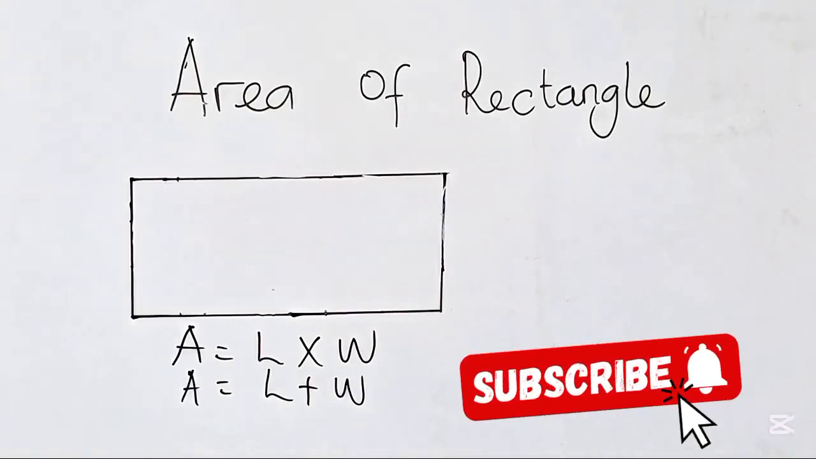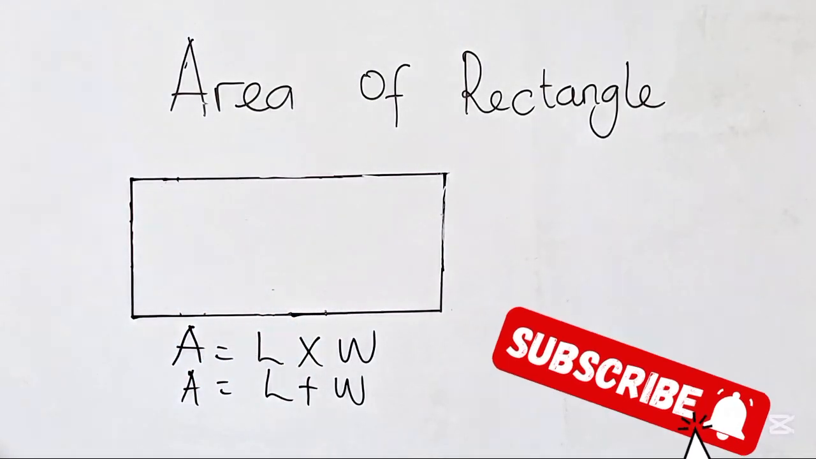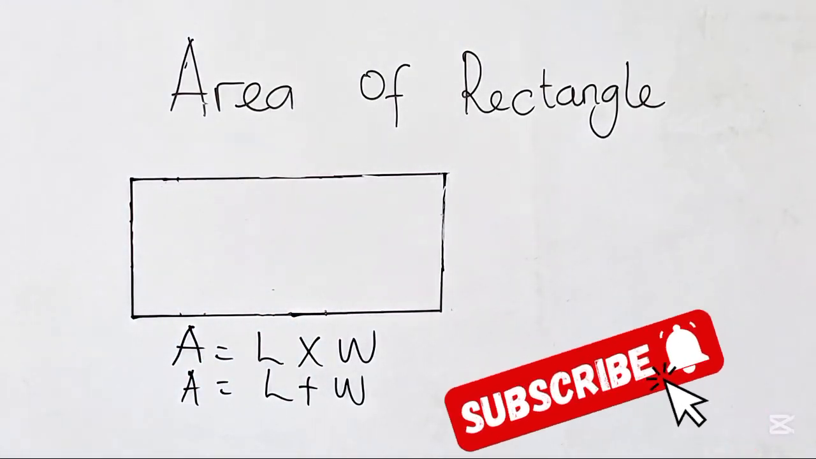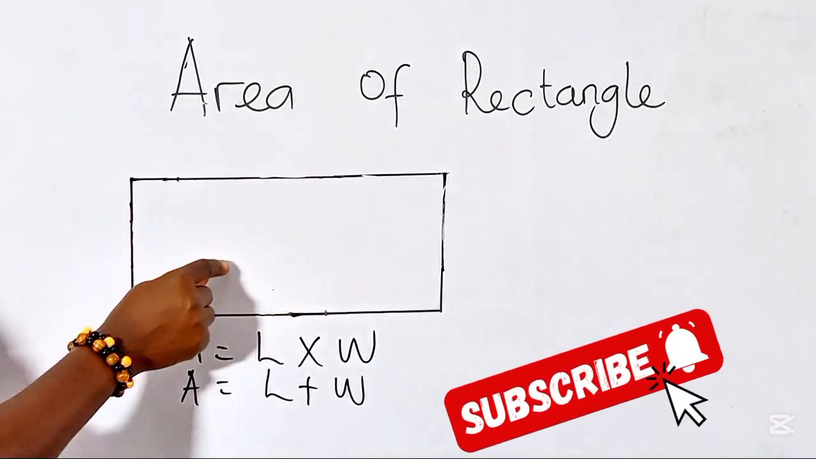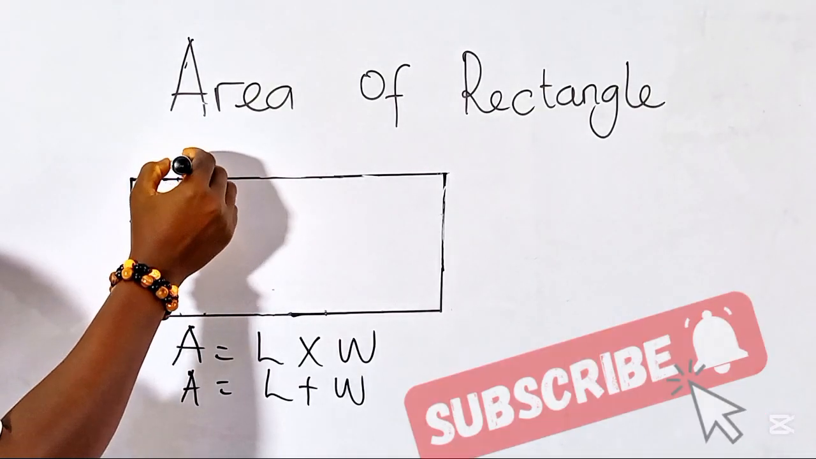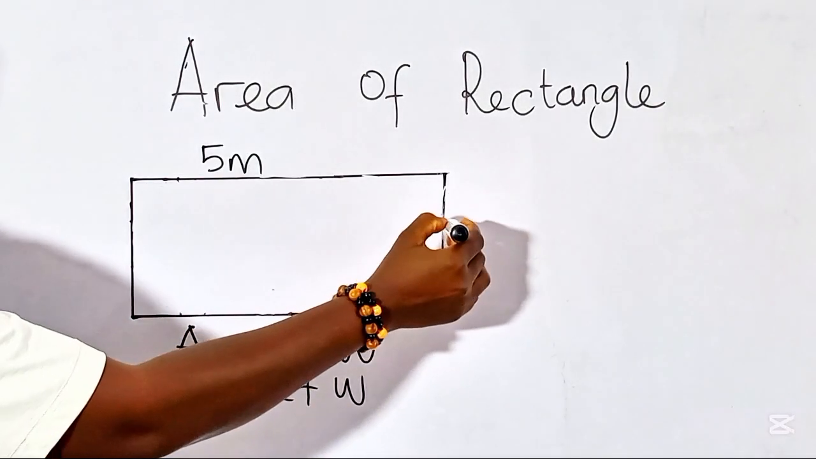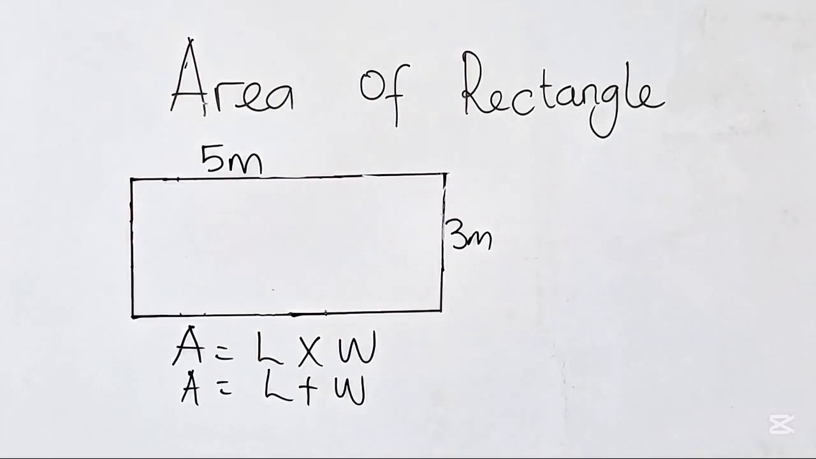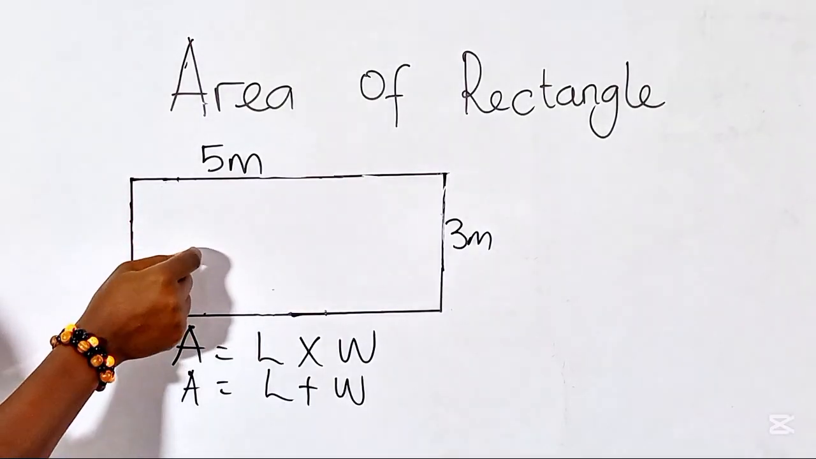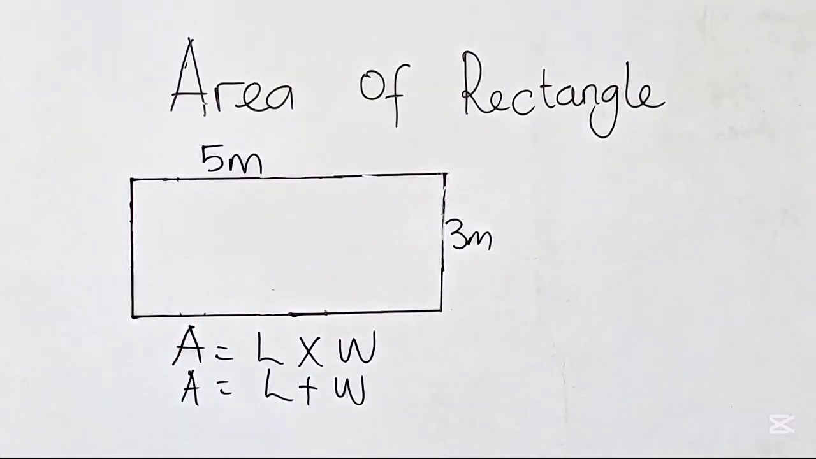The area of any shape is just the total space inside that shape measured in little squares. So if, for instance, we have a tiler who is to tile this rectangular floor, let's say the length is equal to 5 meters and the width is equal to 3 meters. What the tiler needs is the number of tiles that will fit into this floor, right? And that is the area of the floor.